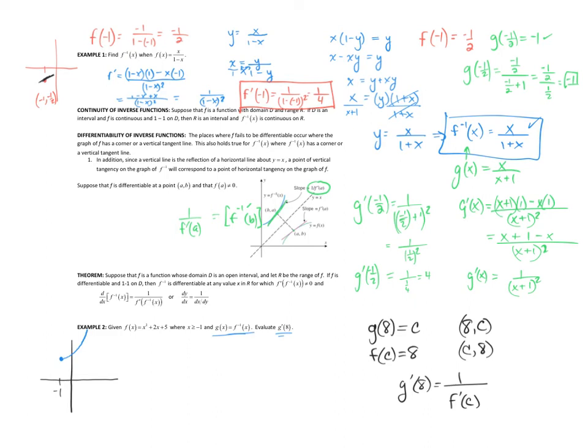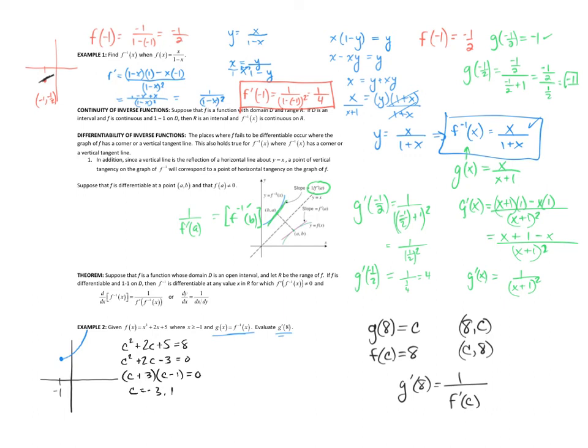C is the x value that I plug into f to get 8 as my answer. So let's go find out what that's going to be. I'll use c instead of x. C squared plus 2c plus 5 has to equal 8. That's c squared plus 2c minus 3 equals 0, which factors nicely to c plus 3 and c minus 1. And so that's c equals negative 3 or 1.